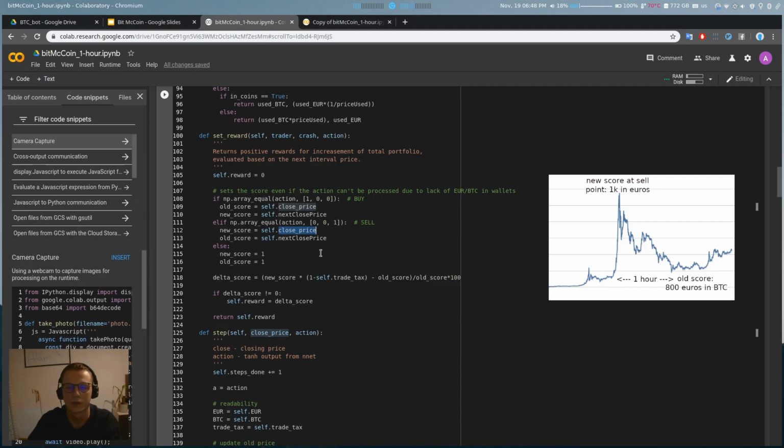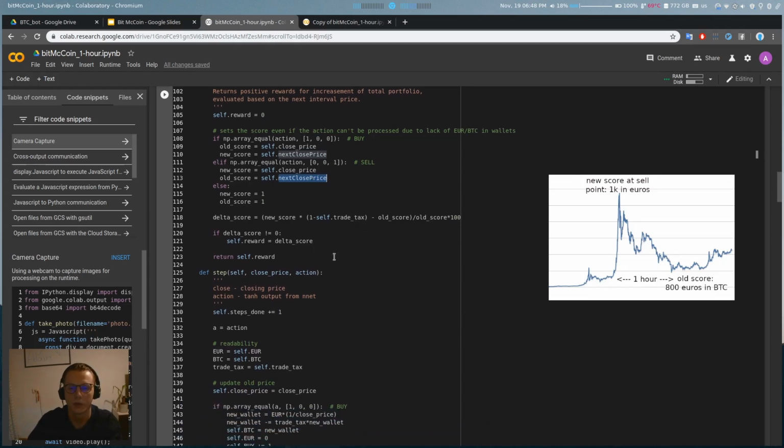So let's say if the price is 1,000 euros at this moment, the new score will be 1,000 euros, and the old score, for the old action where the bot was in Bitcoins, will be the mean price for the upcoming hour. What it does is it then just compares the two and subtracts the trading tax. If it's positive, the reward is positive, and if it's negative, it's negative, just a delta of the scores. And yeah, if the bot goes from Euros to Bitcoins, then it's the other way around.